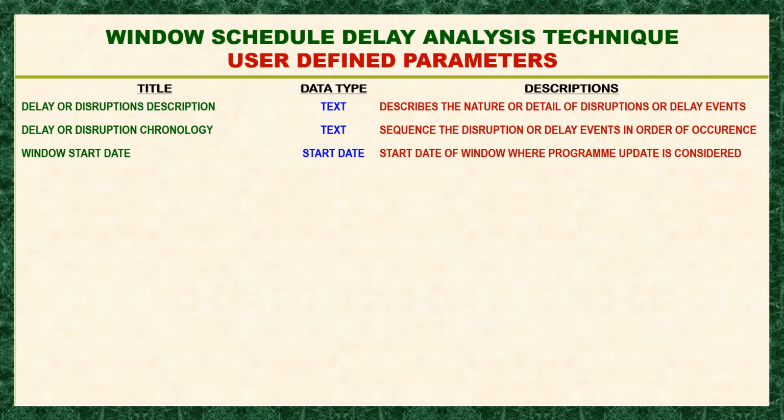When we say window, that is the regular date that we update our program. So that means it is a monthly update. Every month we call it a window. That is the term used in this technique of delay analysis. That is why they call it window. So our window here is the monthly update of our program.